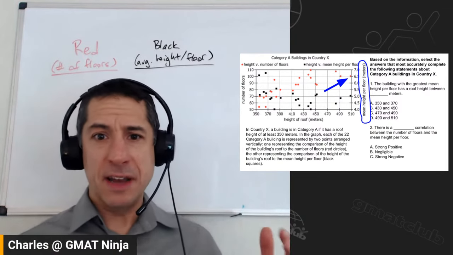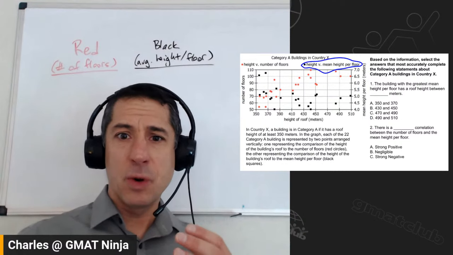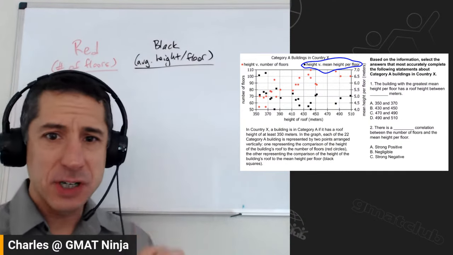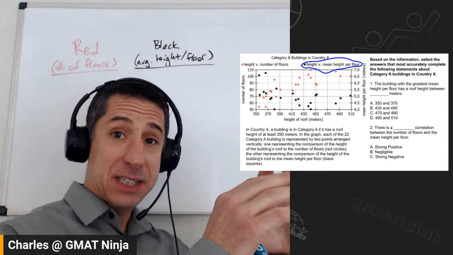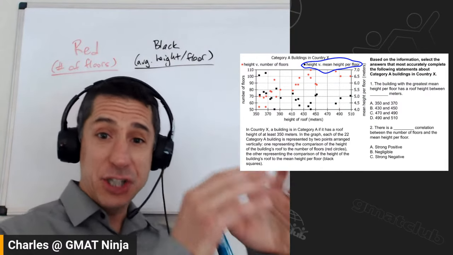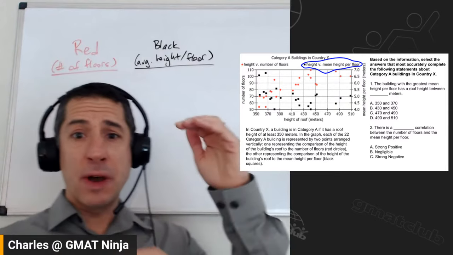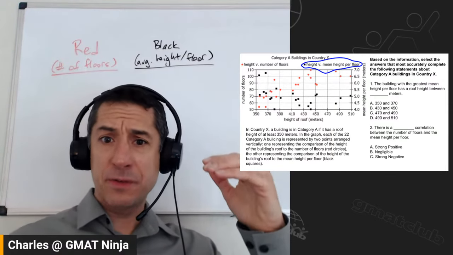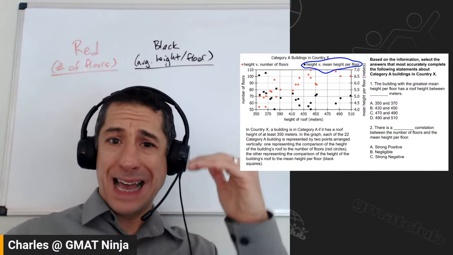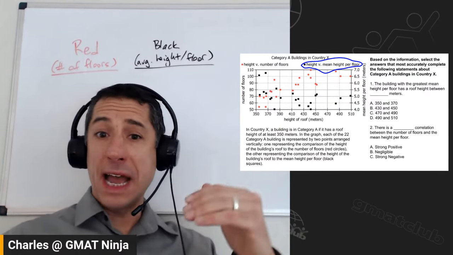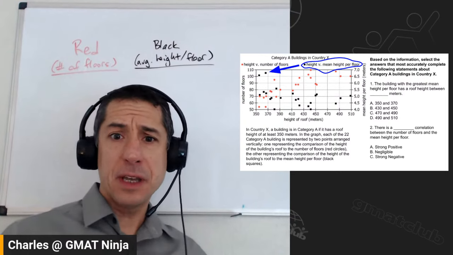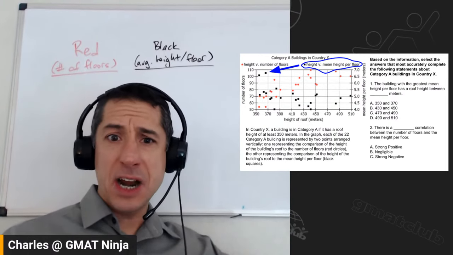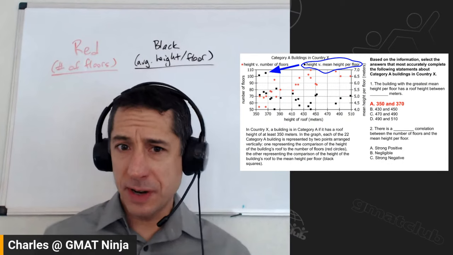It's not the right one, obviously, because we're only focused on height versus mean height per floor. Only the black dots. Ignore the red dots for question number one. It is just the black dots. Okay, so now I want the highest mean height per floor. That's going to be the black dot that is highest up along the y-axis, that y-axis over on the right. It's that guy right there. And then just look down. What's the height of the roof right there? It's going to be between 350 and 370.